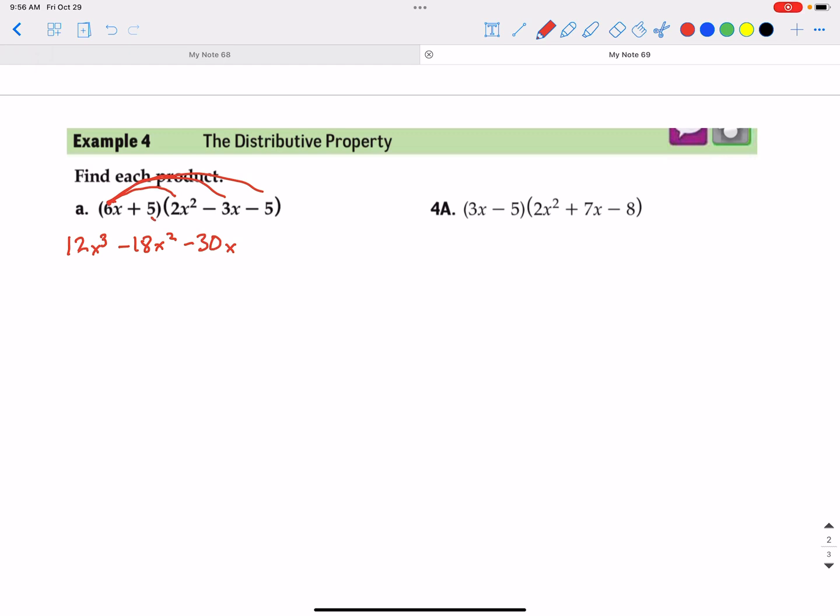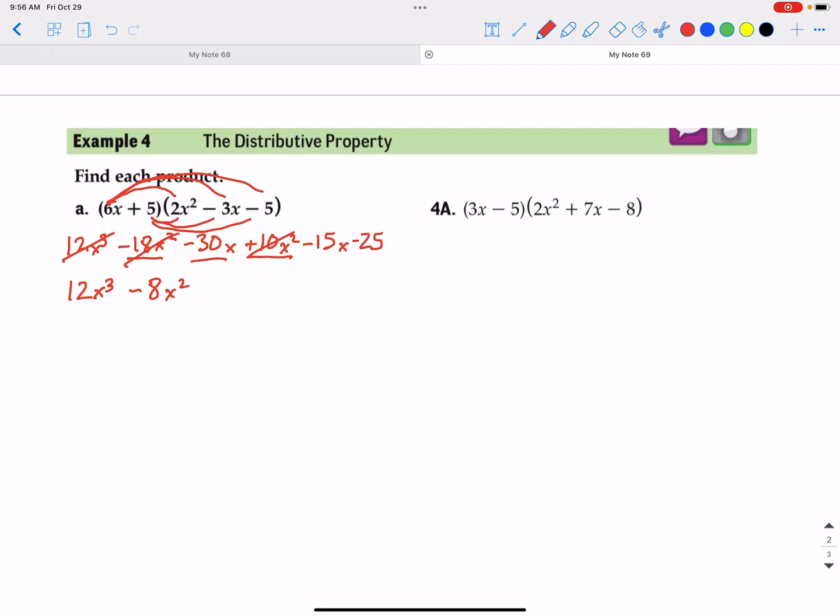And now take 5 times all the terms. 5 times 2x squared is 10x squared. 5 times negative 3x is negative 15x. And 5 times negative 5 is negative 25. We have several like terms on this one. There are no like terms with 12x to the third power, so I'll just bring it down. And I'm going to put a slash through there to remind myself I've already used it. But I do have negative 18x squared and positive 10x squared. When we add those together, we get negative 8x squared.